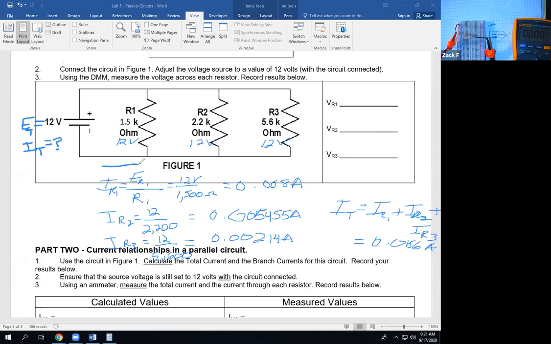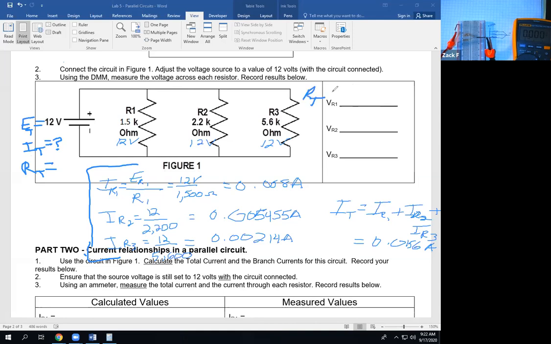So we can either do this. Total resistance, yes. So how do you find total resistance without measuring it? You cannot just add them up in a parallel circuit. There's a formula. Have you guys learned it yet?